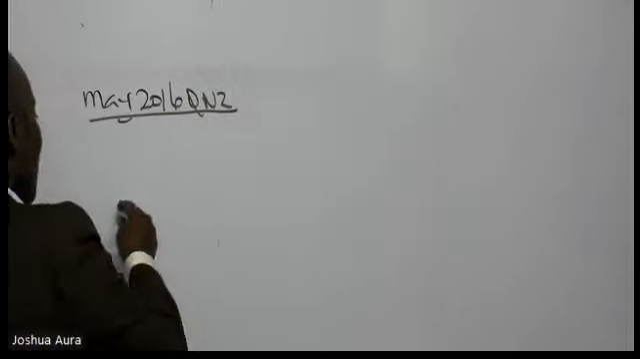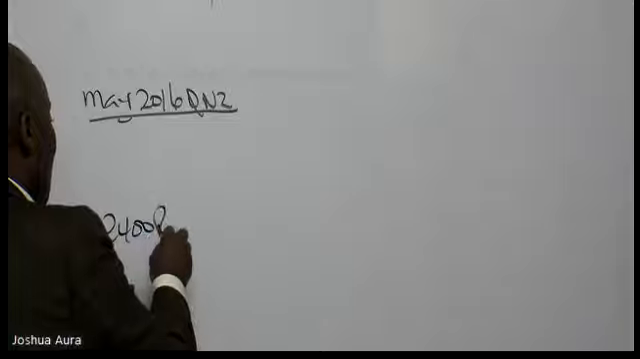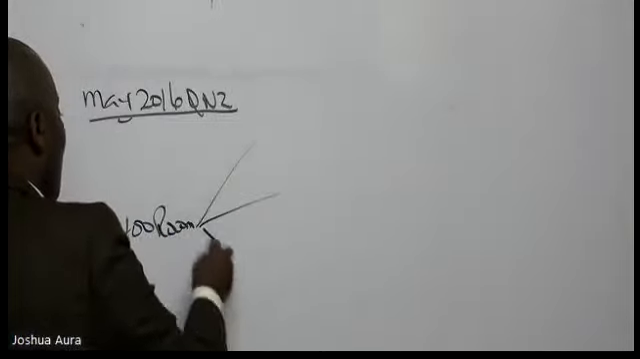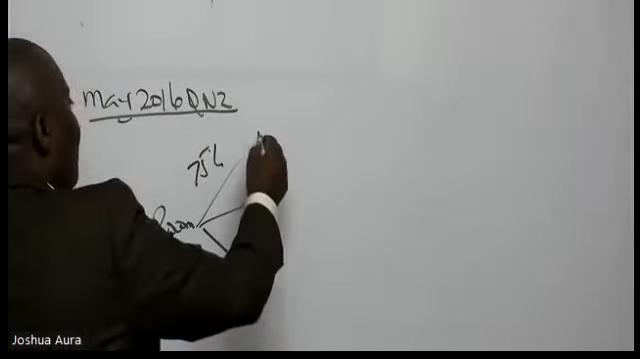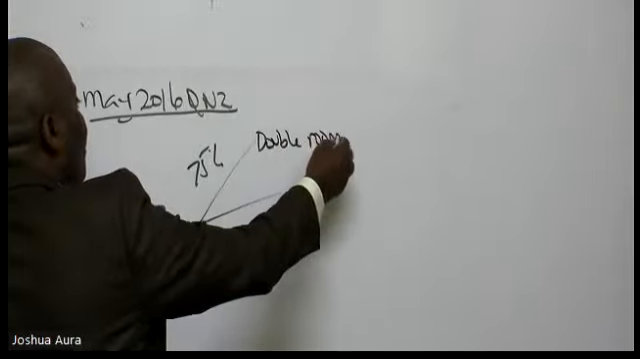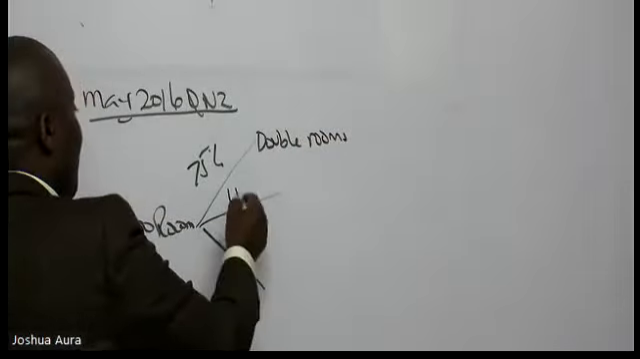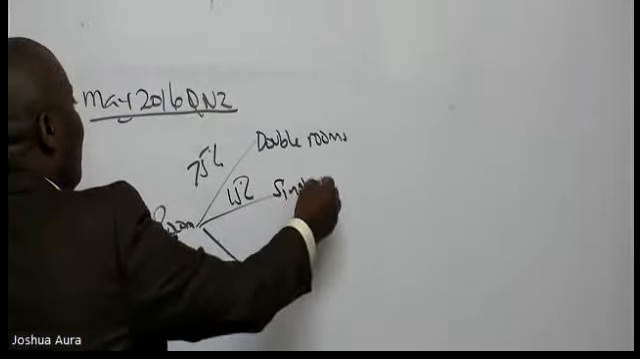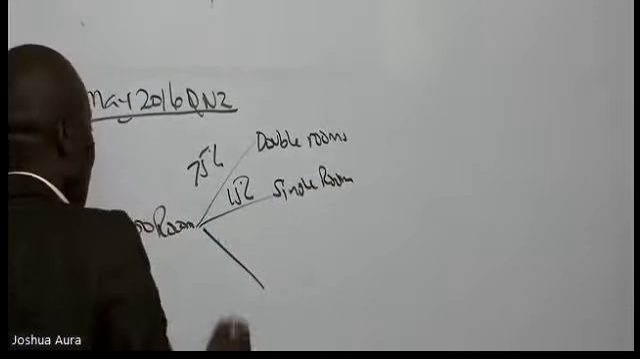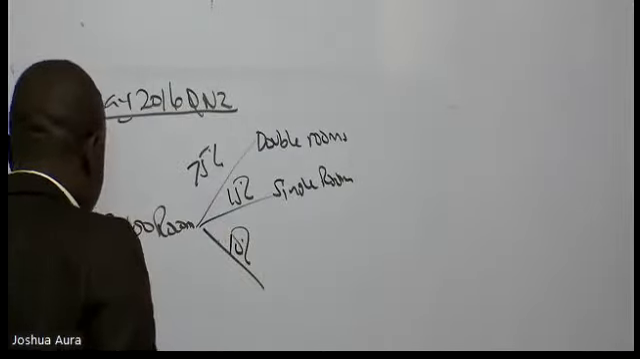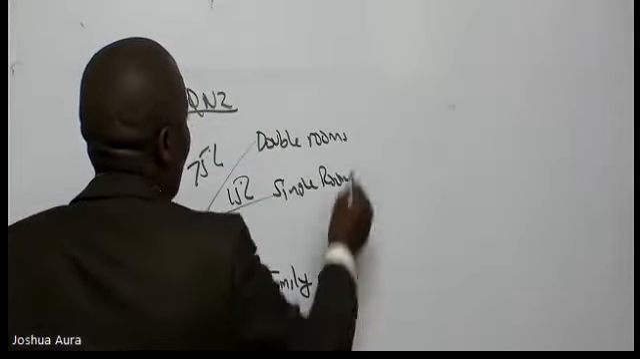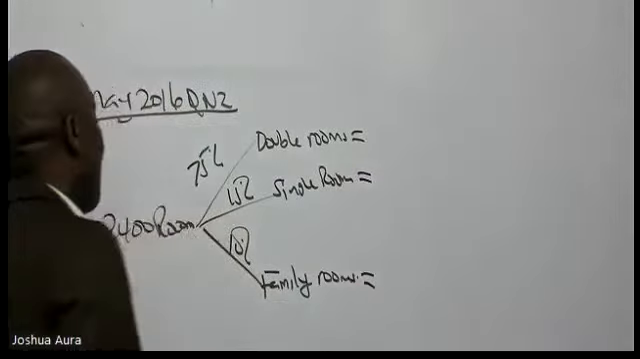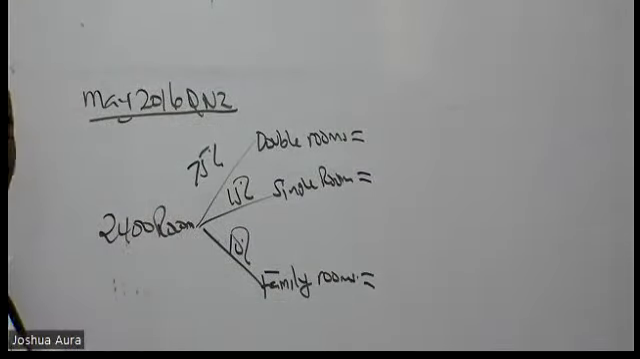So out of these 2,400 rooms, we know that 75% are double rooms, 15% are single rooms, all right? Then we have 10%. 10% are family rooms. So could you kindly give me these figures? So 75% of 2,400 gives us how many double rooms?